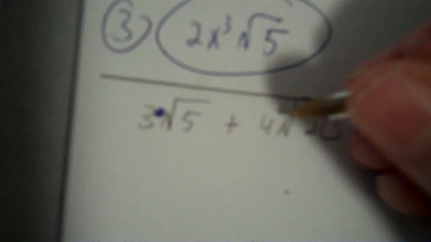Okay, next problem. 3 times the square root of 5 plus 4 times the square root of 20. Now, adding's a different story than multiplying. If you try to do this the same way you're doing multiplication, it's all completely wrong. You won't get any points on this. For addition, you have to find like terms. To be able to add in algebra, you need like terms.